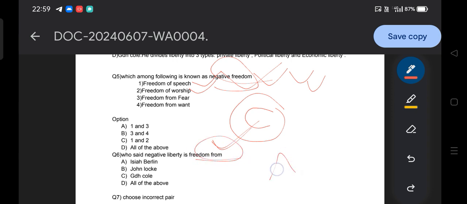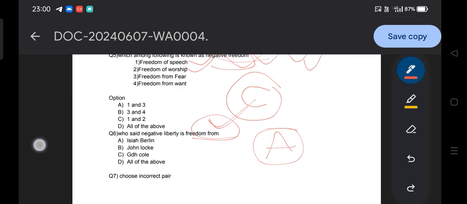It is said by A, Isaiah Berlin. What does Isaiah Berlin say? Negative liberty is preferred over positive liberty. He also wrote the book Two Concepts of Liberty, Four Essays on Liberty. Then Vico and Herder, this book was also written by Isaiah Berlin. Try to write down everything.